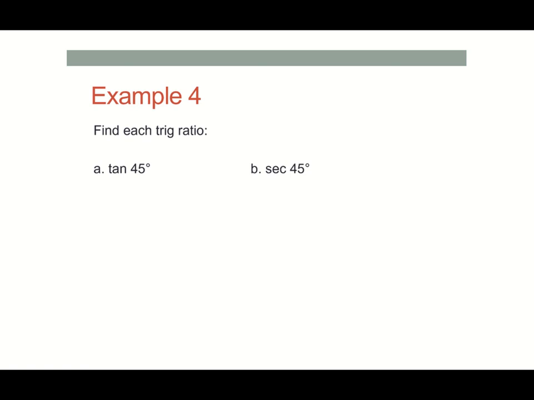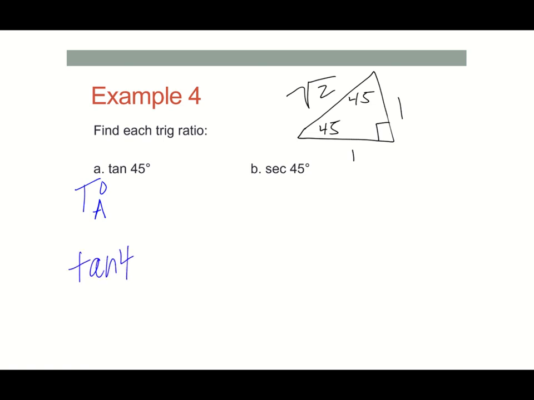All right, so if I'm using my triangle here, the tangent of 45, I know tangent is opposite over adjacent. So the tangent of 45, I could choose either 45-degree angle. If I choose this one, this is opposite, adjacent, hypotenuse. I have opposite over adjacent, giving me 1 over 1, which just simplifies down to 1. So the tangent of 45 is 1.